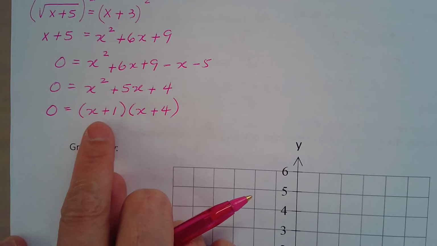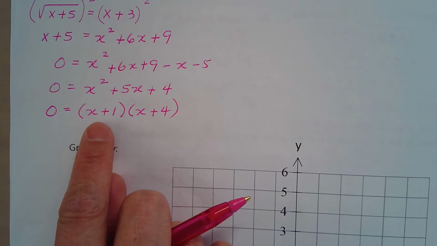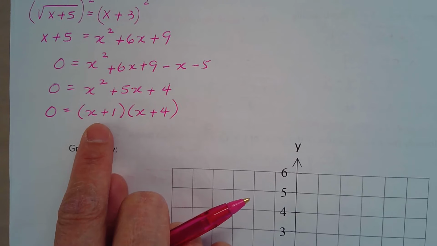Now, we have to use the zero product property. What does that mean? You've done it last year. It's called the zero product property. Oh, are you telling me already the answer?